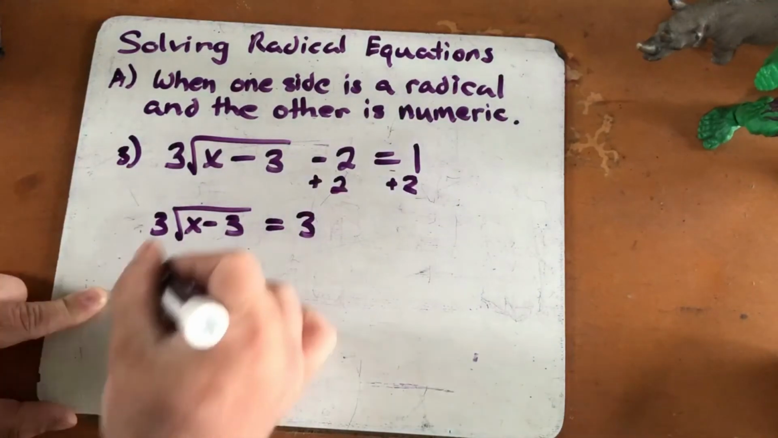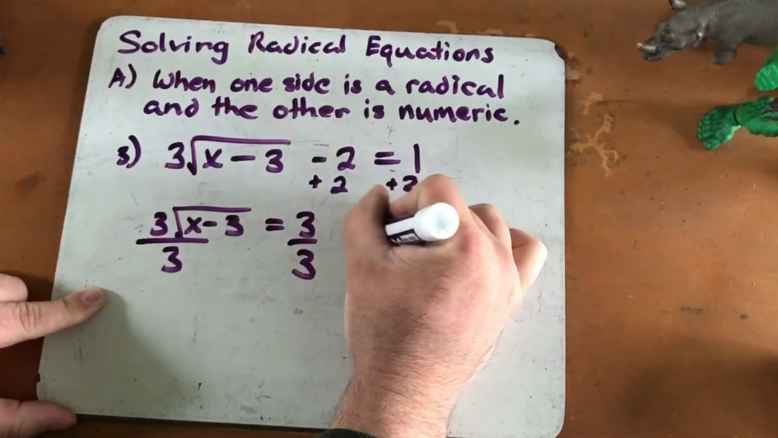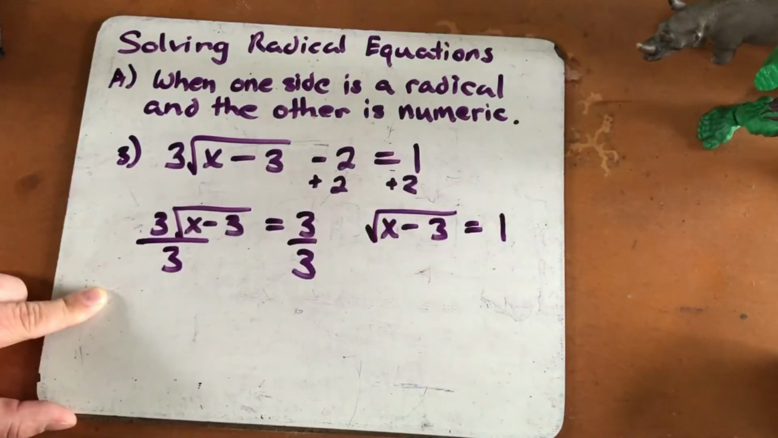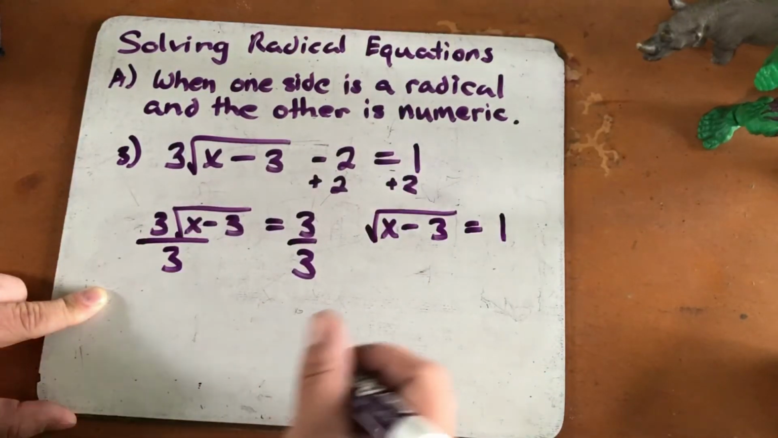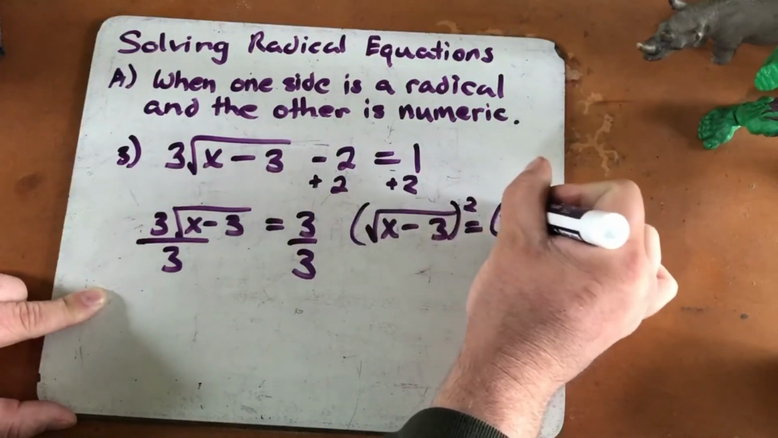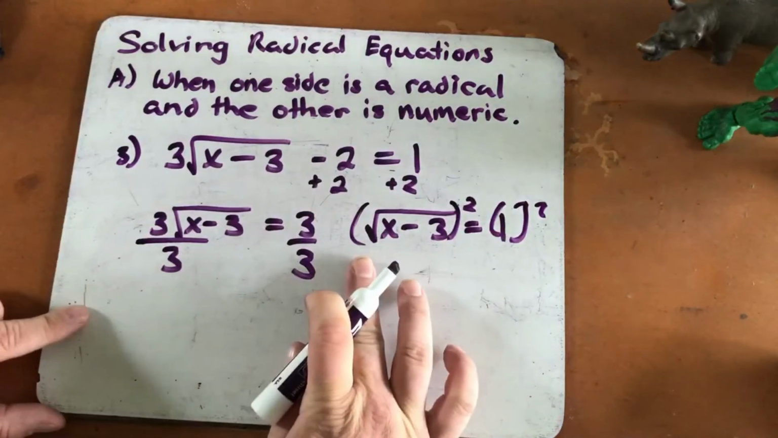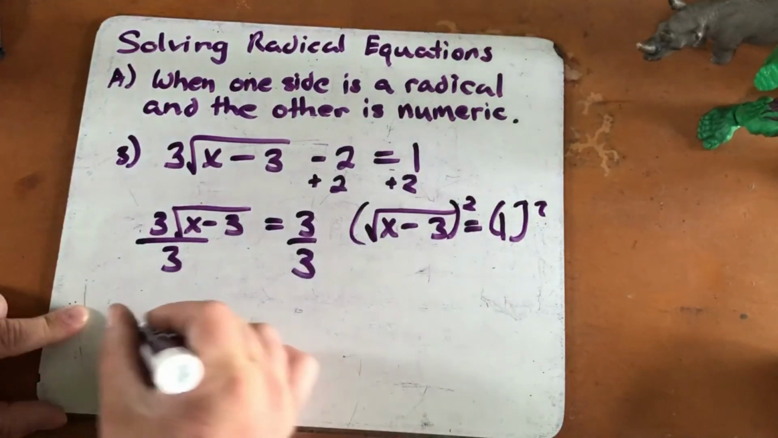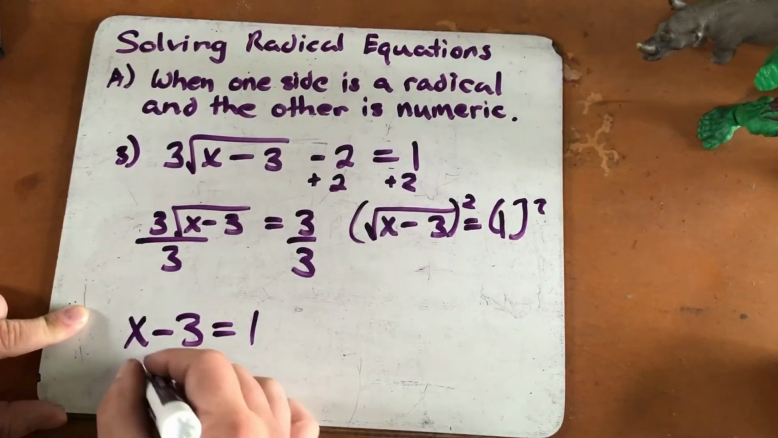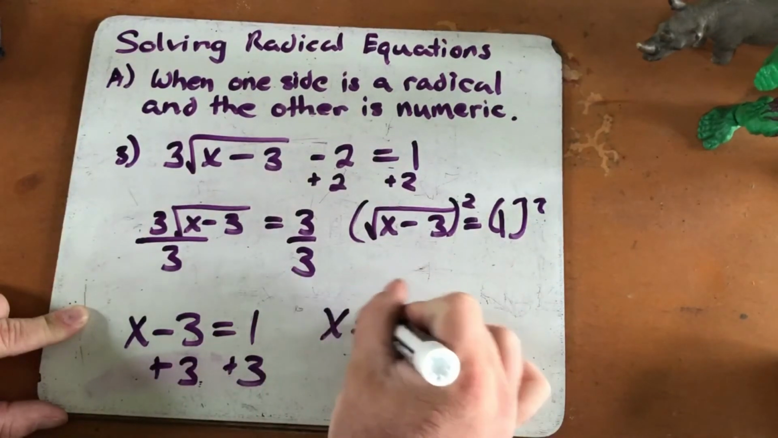From here, I can now divide by 3. That gives me the square root of x minus 3 equals 1. Once I get to the square root of x minus 3 equals 1, now I am ready to square both sides. The square of the square root of x minus 3 is x minus 3, and that equals 1. Now I can solve for x by adding 3 to both sides, and I end up with x equals 4.